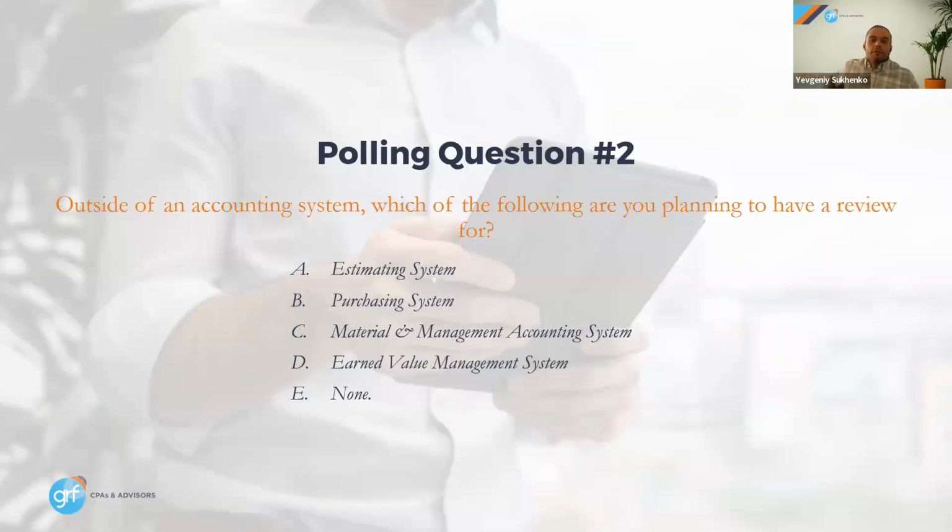Thanks, Steve. That's a lot of really great information. So now on our second polling question, I'll go ahead and read the question. Outside of an accounting system, which of the following are you planning to have a review for? A, for your estimating system, B, for your purchasing system, C, for your material management accounting system, D, for your earned value management system, and E, for none of the above.